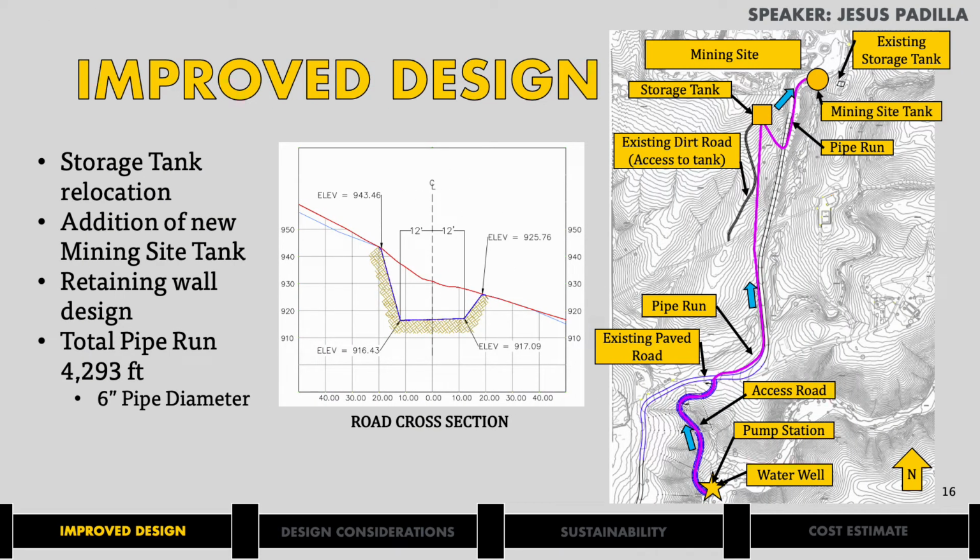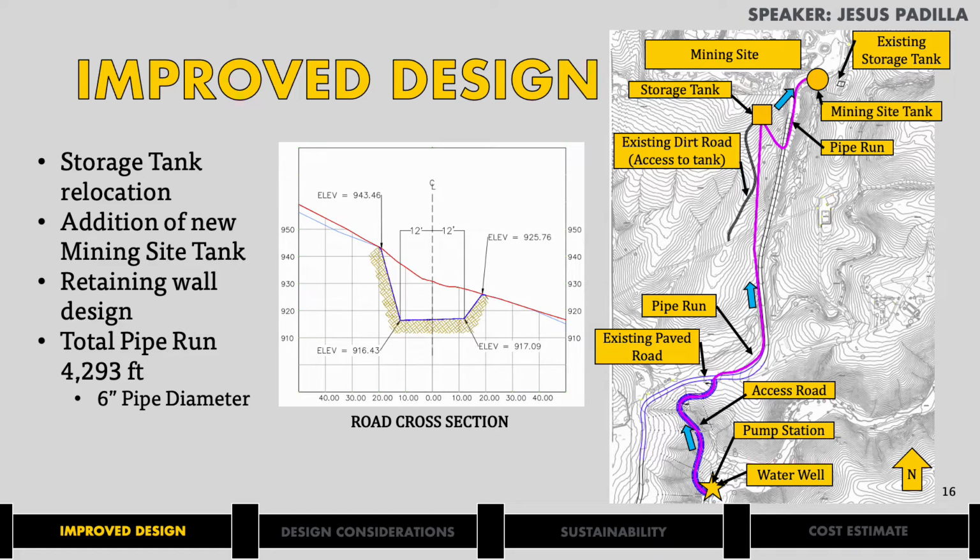After further research, we decided to update our design by relocating the site of the proposed storage tank further up the hill, which is represented by the square. This tank will now be supplied with a 6-inch pipe alignment instead of an 8-inch. We implemented retaining walls to the proposed access road and eliminated the second proposed pump station.